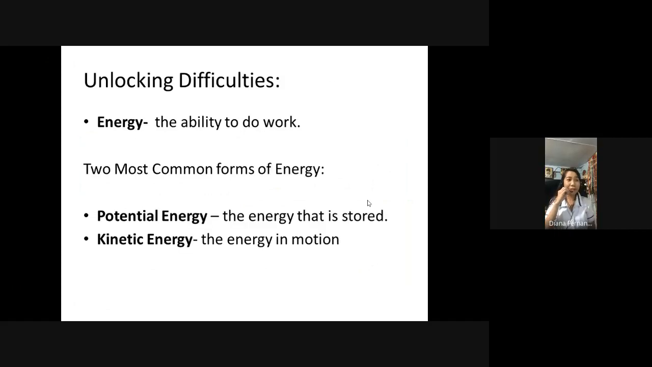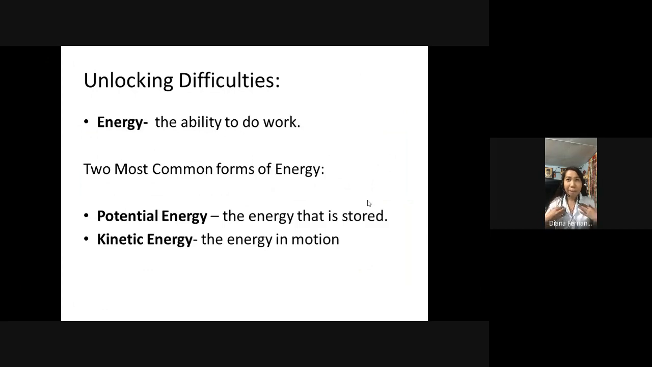But to unlock our difficulties, I would like to give the definitions of the unlocking words na nakita natin kanina, no? So we have energy. What is energy? Energy is the ability to do work. All right, that is the simplest definition of energy.